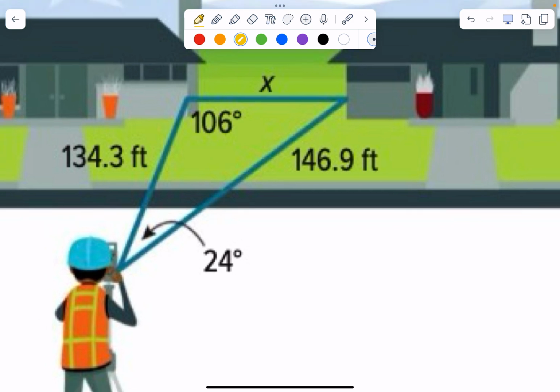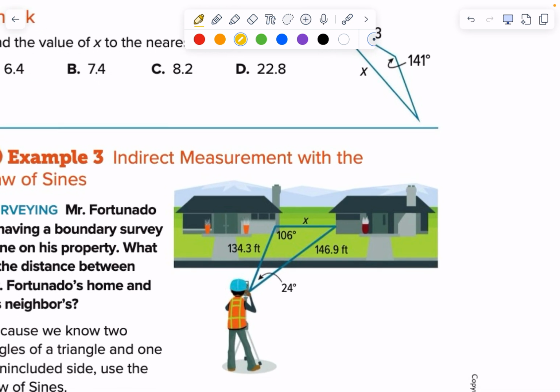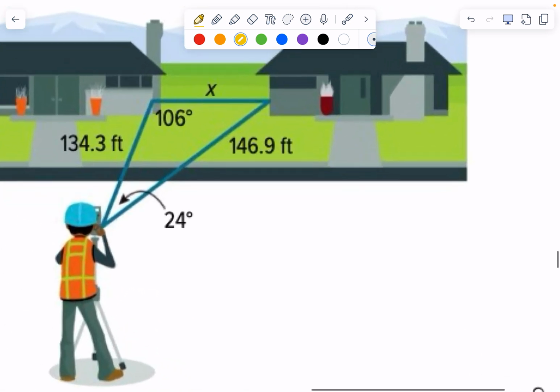Yes. Are we going to do what? No. Oh wait, it's an odd number. Okay. Go to example 3. We want to find X. Go to number 3. We want to find X.